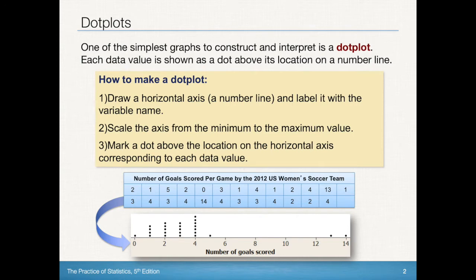This is powerful because now we can see two things. We can begin to see something about the overall distribution of this graph, and we can also see that there's a couple of points out there on the far right at 13 and 14 that maybe need some addressing.